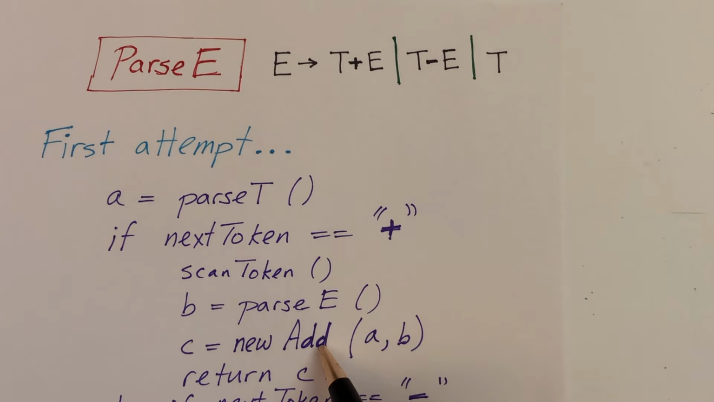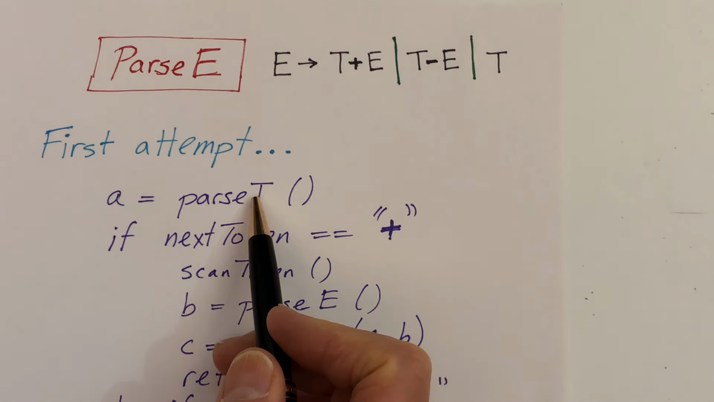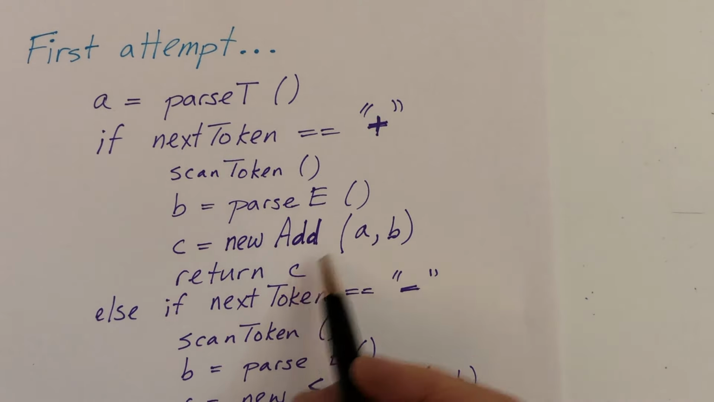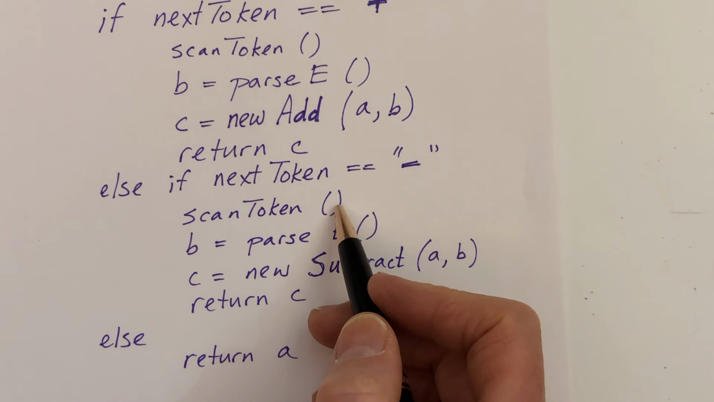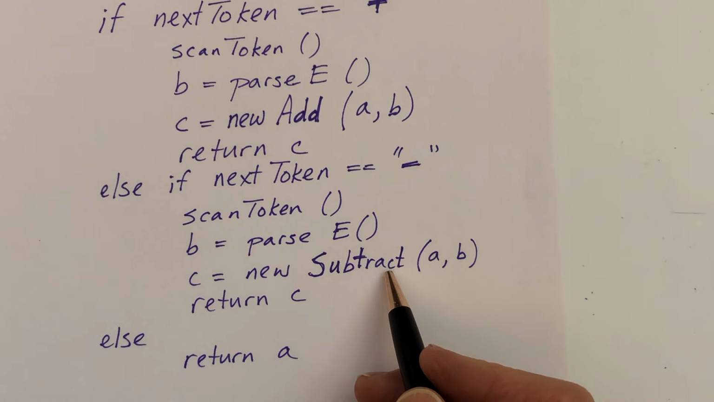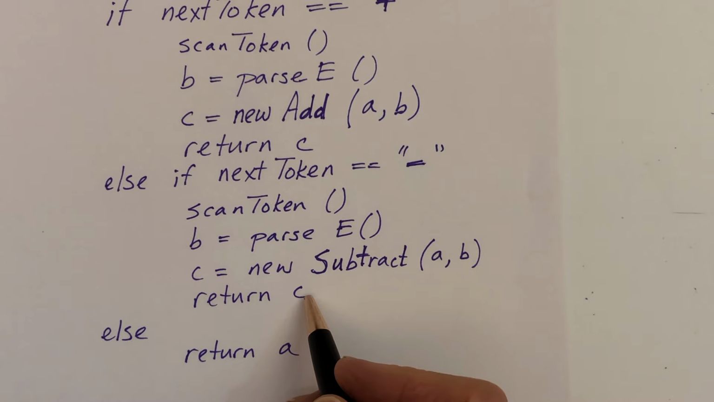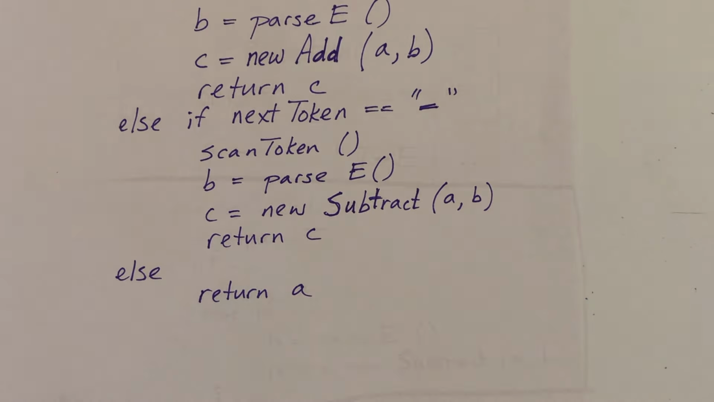Then we build an add node using the first term that we parsed, followed by the expression, b, and then we return that node. If we have a negative sign instead, then same thing. We scan the negative sign, parse an expression, and then we build a new subtract node with those two things, and then we return that. And finally, if there's not a plus or a minus following the t, then we simply return the term itself.